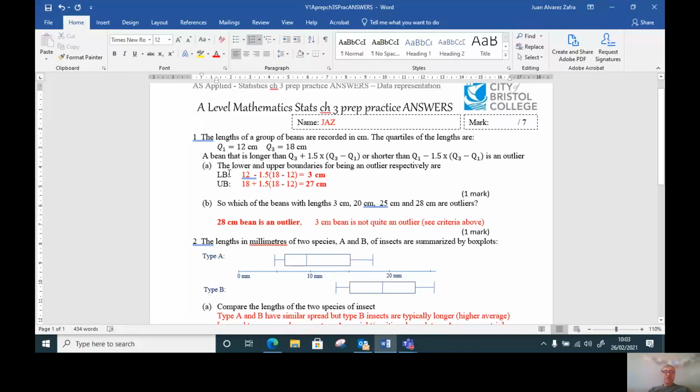So in this case, the lower boundary is Q1 minus 1.5 times the interquartile range. The interquartile range is Q3 minus Q1, 18 minus 12 is 6, 1.5 times 6 is 9. So 12 minus 9 is 3, and 18 plus 9 is 27. So the lower boundary is 3, the upper boundary is 27. And these give us the outliers.